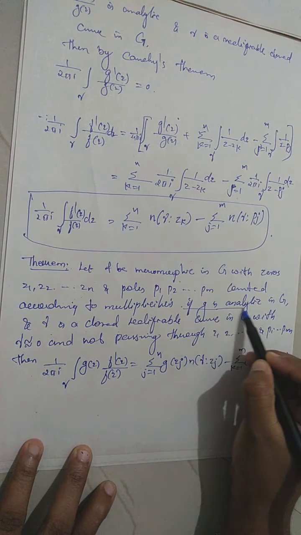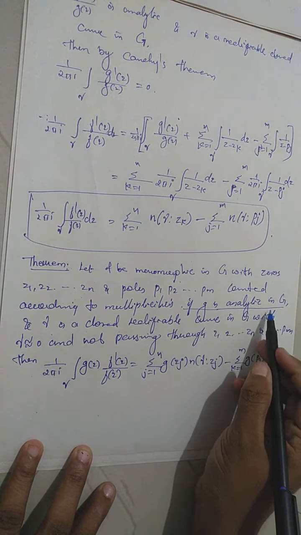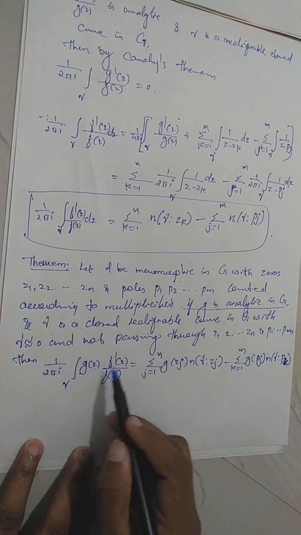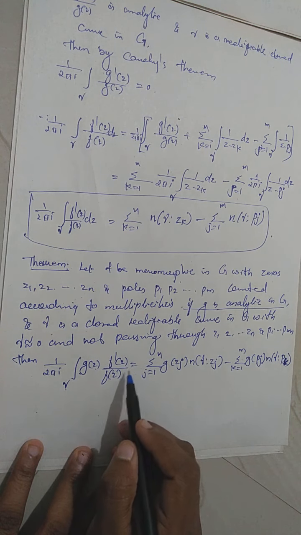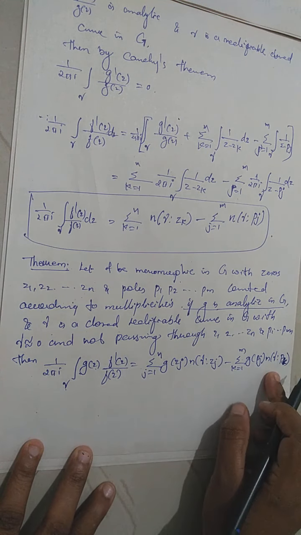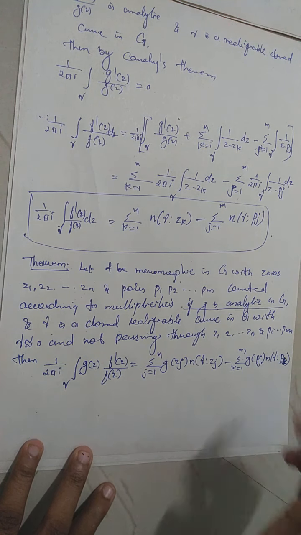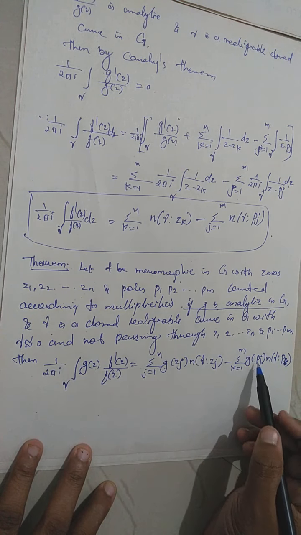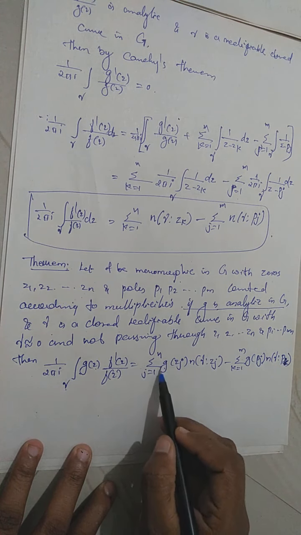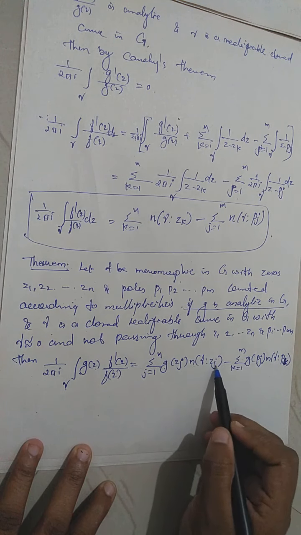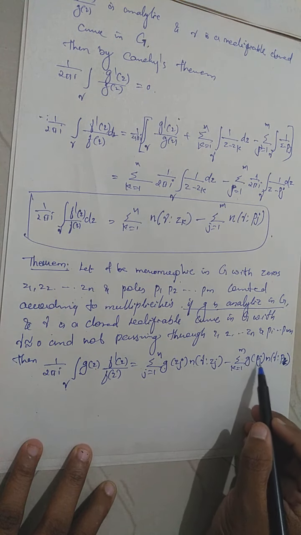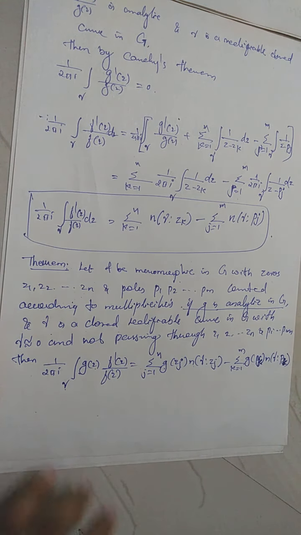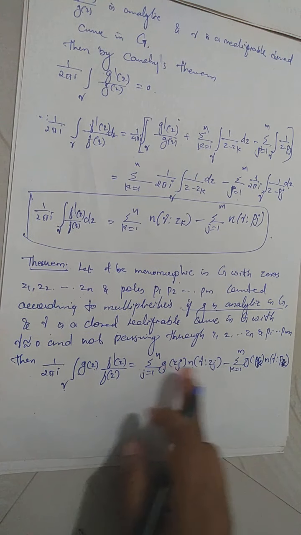if g is an analytic function in G, then 1 by 2 pi i integral over gamma g(z) into f'(z) by f(z) can be found by using the index of gamma with respect to the zeros and poles and the function g at all the zeros and poles, that is defined by sigma j equal to 1 to n g(zj) n(gamma, zj) minus sigma k equal to 1 to m g(pk) n(gamma, pk). That means g evaluated at zeros and g evaluated at poles.